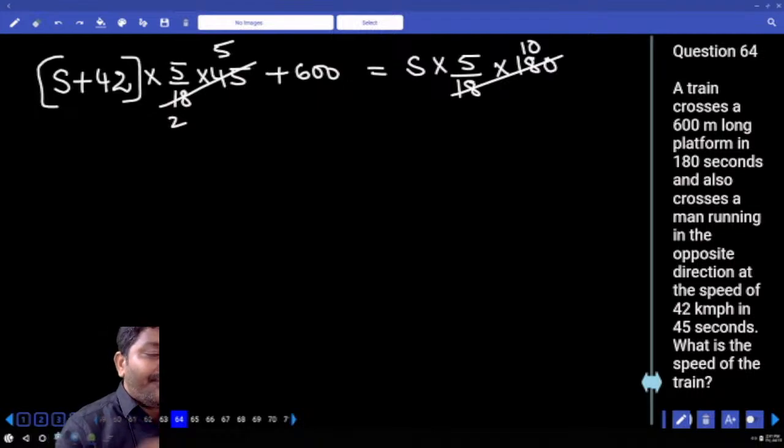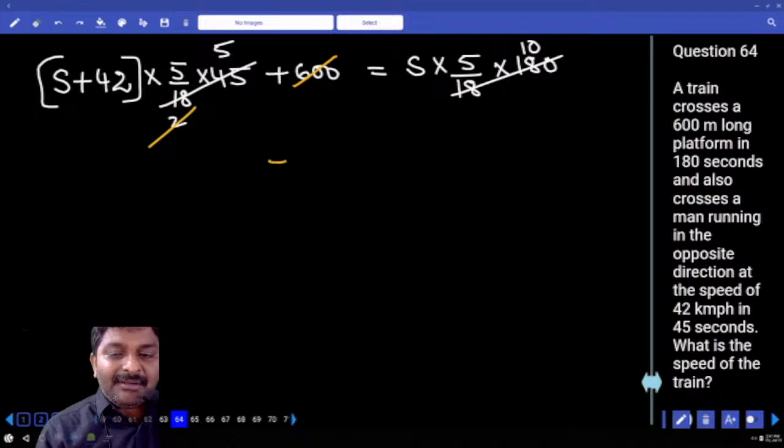5 times. If you take 2 common, understood? If you take 2 common here, in place of 600, what do you get?